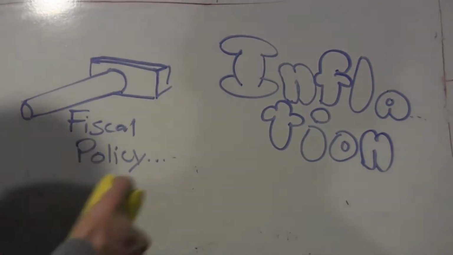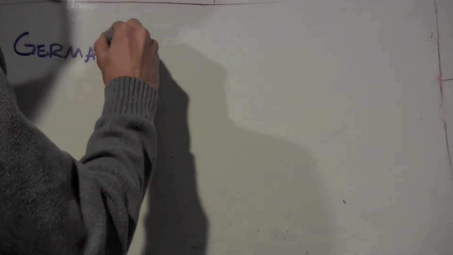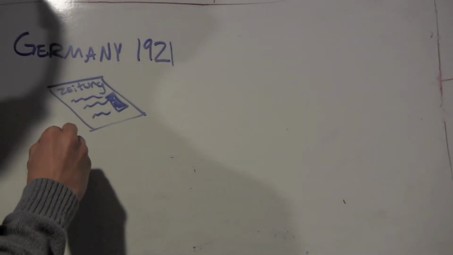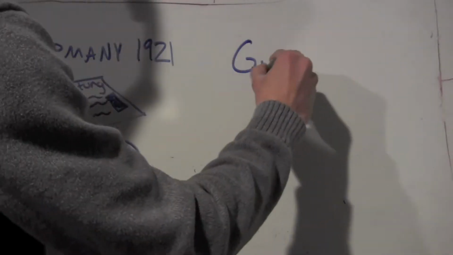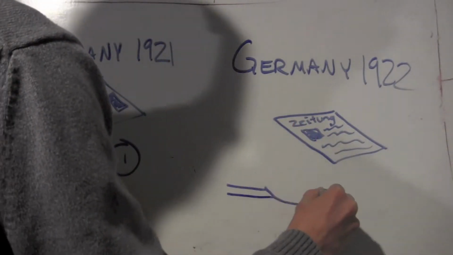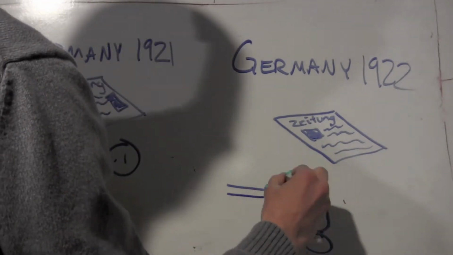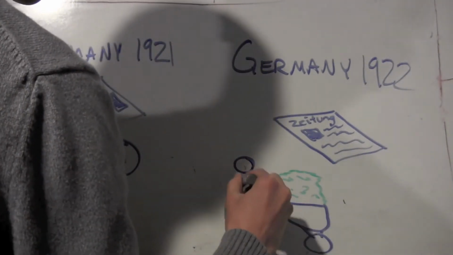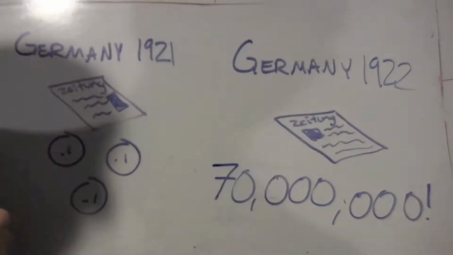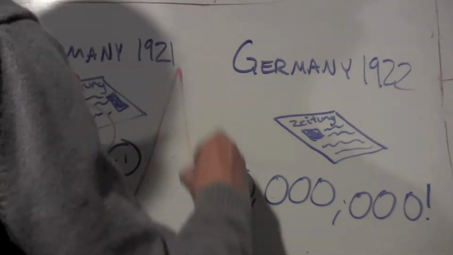This can be seen many times in recent history in the US and in Germany back in the 20s. In 1921 in Germany, a newspaper cost about 0.3 marks, like 30 cents if you will, but the next year it cost 70 million marks. So you would be carrying a wheelbarrow full of money if you wanted to buy a newspaper at the store. This is really an inefficient way to run an economy and devalues your money greatly in the international market.